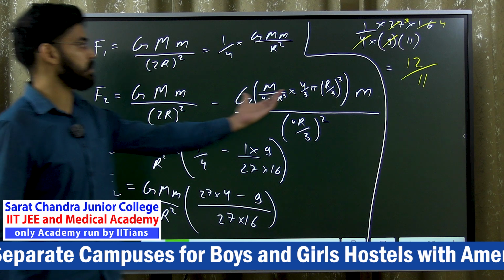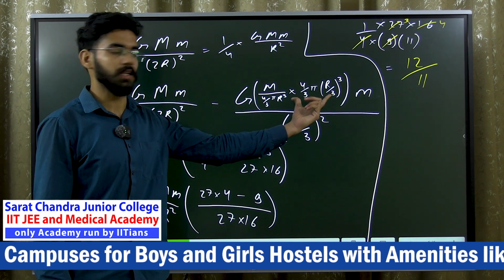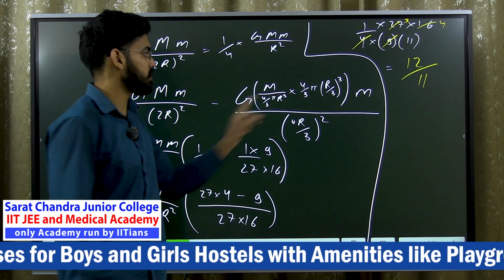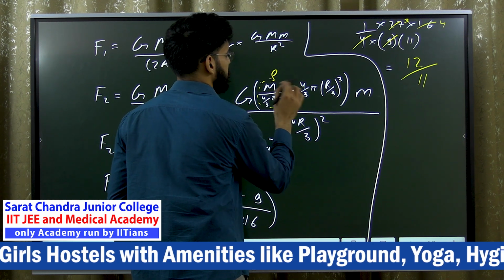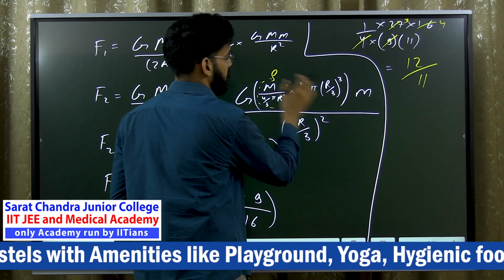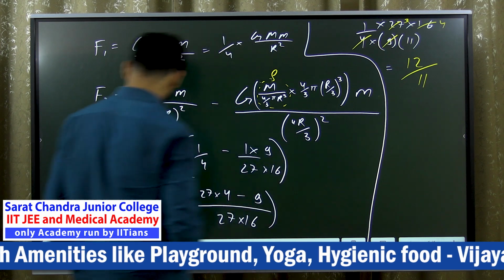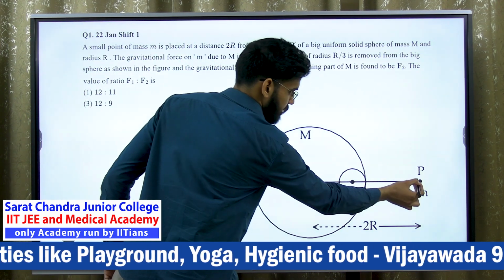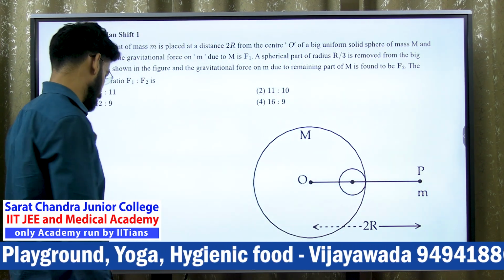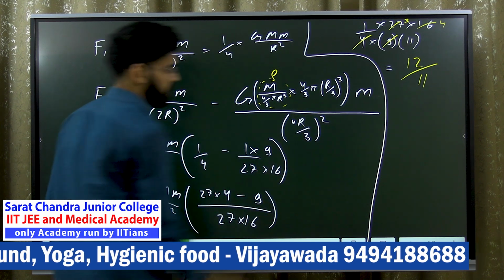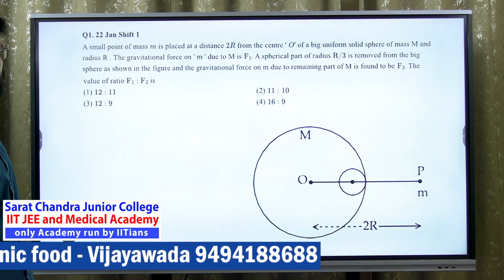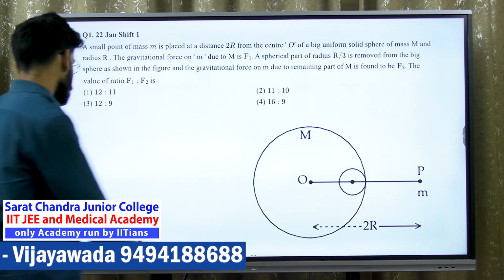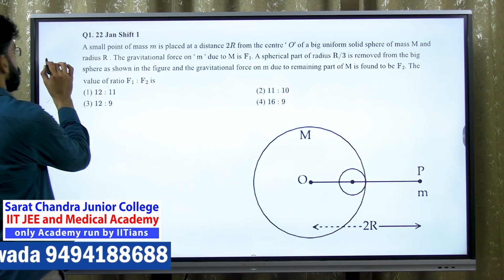The main part is this only, writing the mass of that cavity. Okay. So what I wrote here, this is density. Density into volume, okay, of that cavity. So this is mass, and the distance from the center of the cavity till here, till the P point, that is this 4r by 3 square. Okay. That's how I got 12 by 11. So answer is your first option. Okay. Now see the next question.